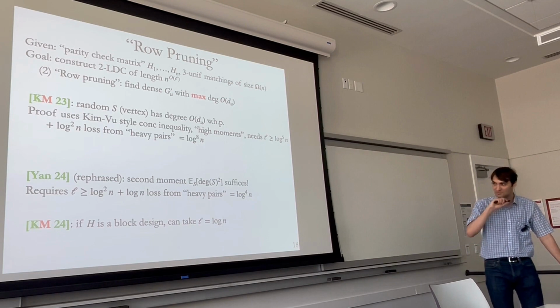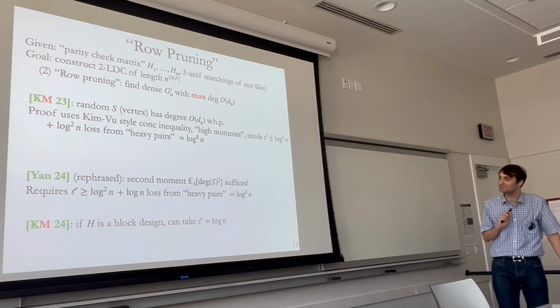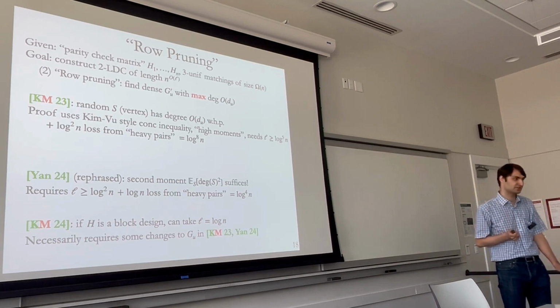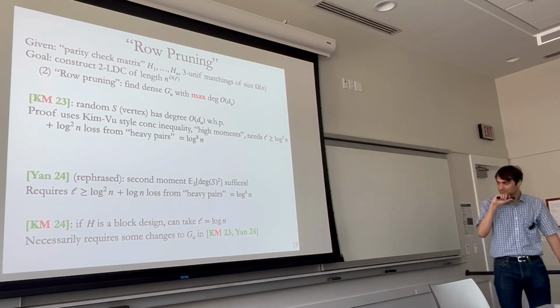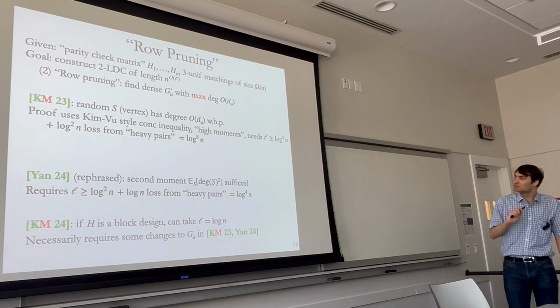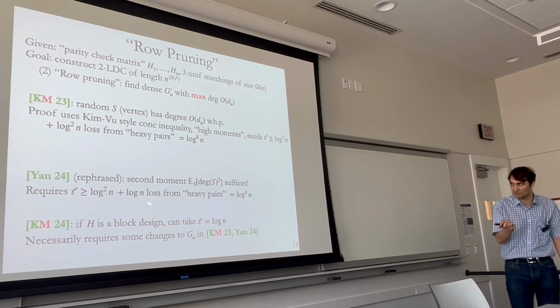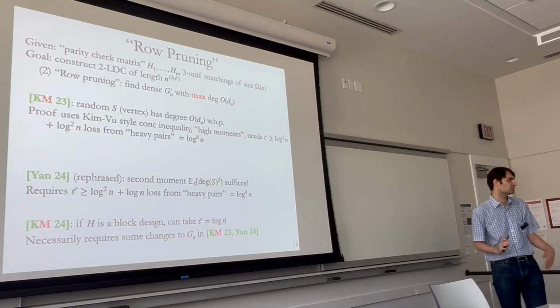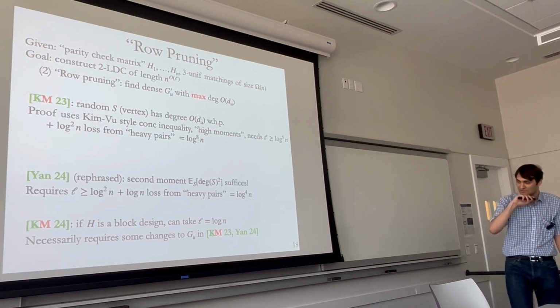And so then the final optimization is that if we have a block design, turns out you can actually take L to be log n, although this requires modifying the graph in some non-trivial ways. And I guess if we take L to be log n, it turns out for designs also there are no these heavy pairs, so you don't lose this log. And the only extra log you lose is the extra log coming from the LDC lower bound. That gives you a log squared, which is square root k. So that gives you the optimal thing.